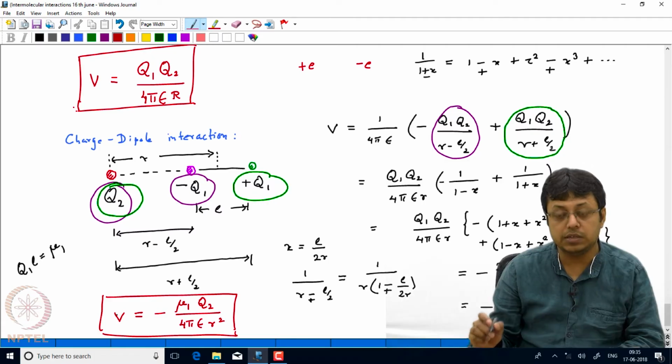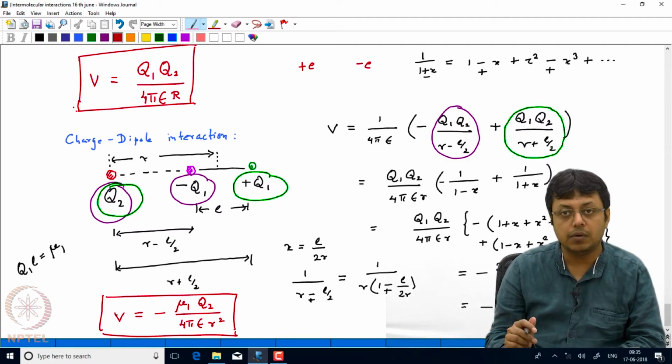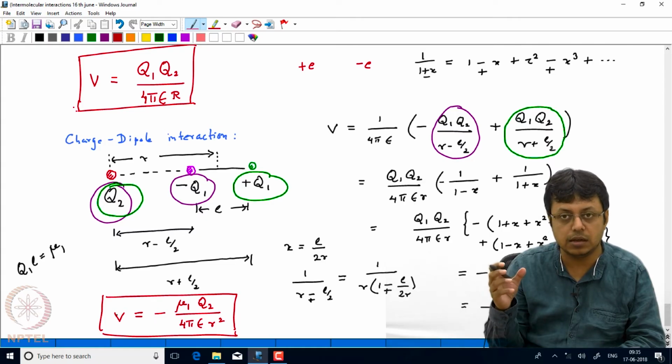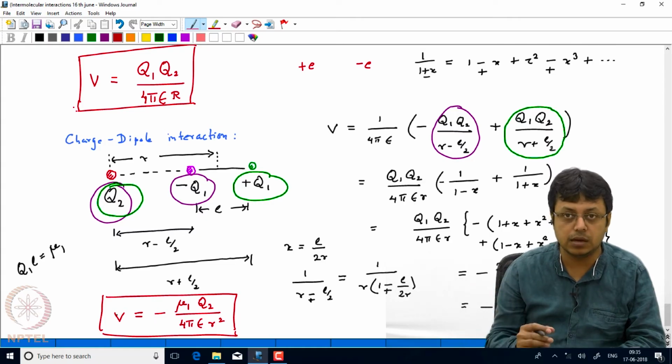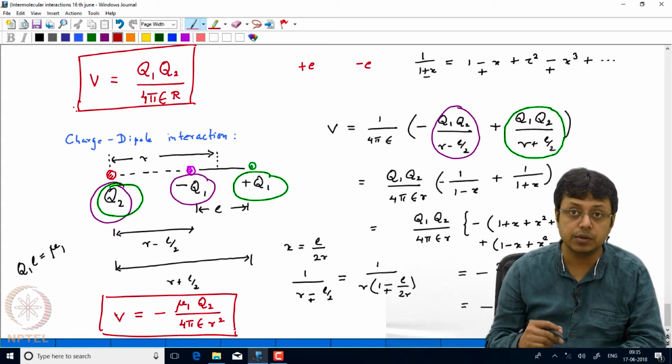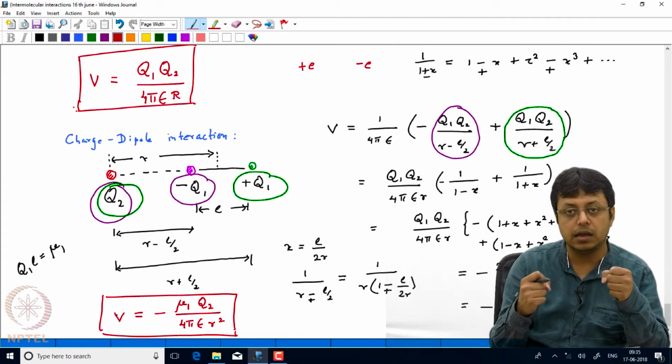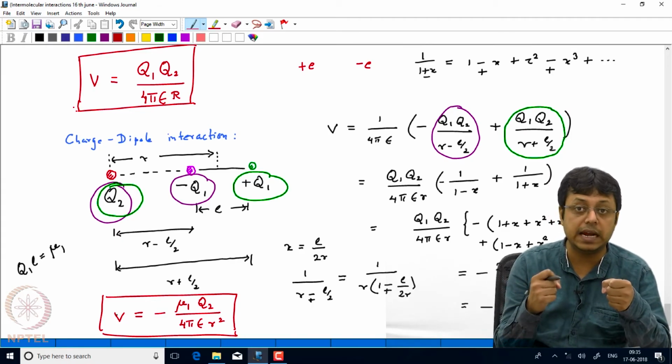charges. Now, we see that here we have a very specific arrangement of the test charge, which is q2, with respect to the dipole. Now, of course, if q2 is positive, the interaction will be negative, because as you can see, the physical reason for that is q2 is actually closer to the negative end of the dipole. That is why it is a favorable position.